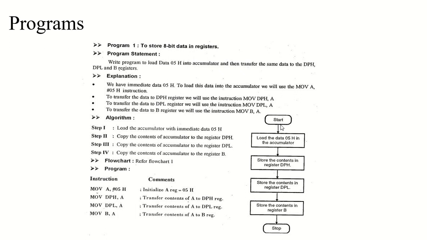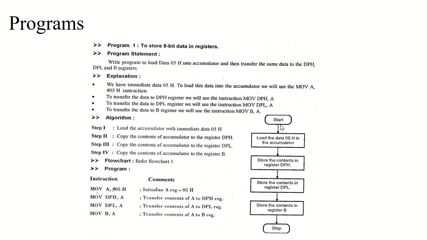and whenever you do the process you have to mention that in the rectangular box. So we are performing the process, load the data 05H in the accumulator, so we mention that in the rectangular box. We loaded the data 05H in the accumulator, then we store the content in the register DPH.